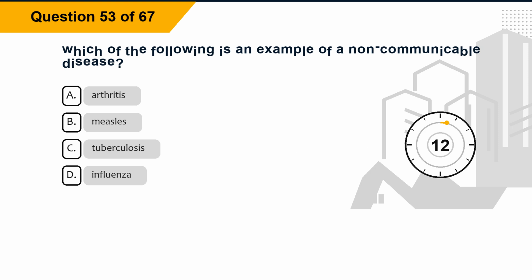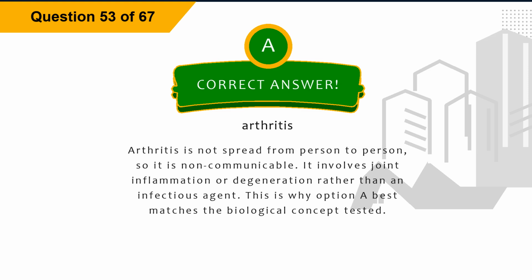Question 53. Which of the following is an example of a non-communicable disease? Option A, arthritis. Option B, measles. Option C, tuberculosis. Option D, influenza. The correct answer is option A, arthritis.